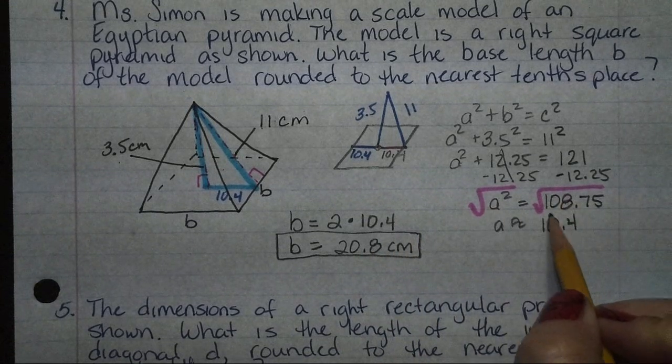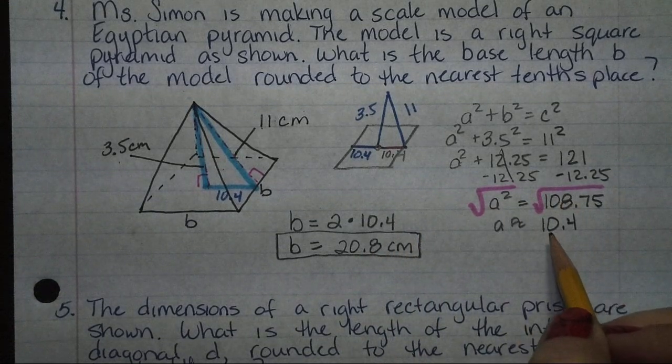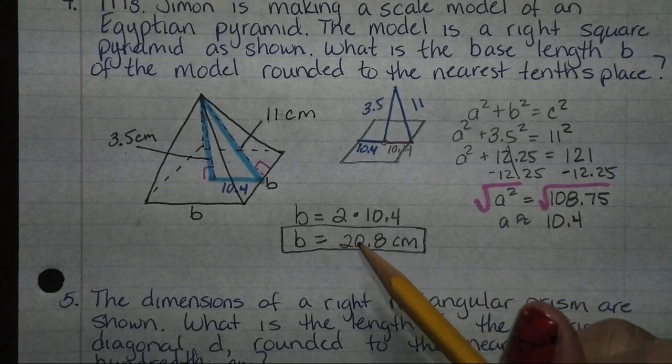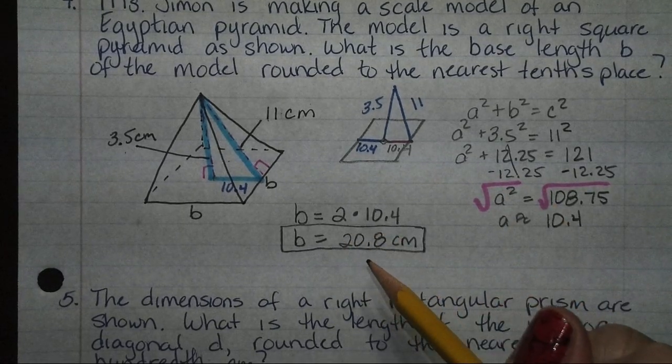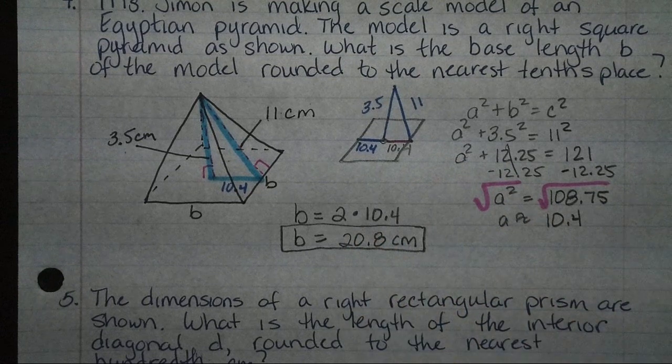Because had we rounded this one here, we would have said 10, and 10 times 2 is 20. We're looking at it this way. If we rounded to the nearest whole number, it would be 21.